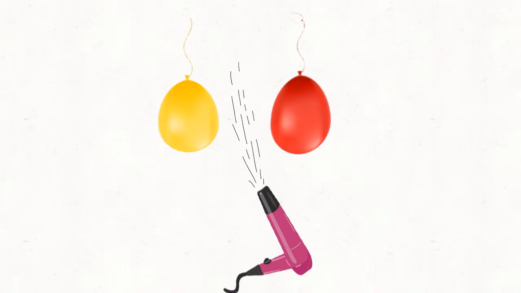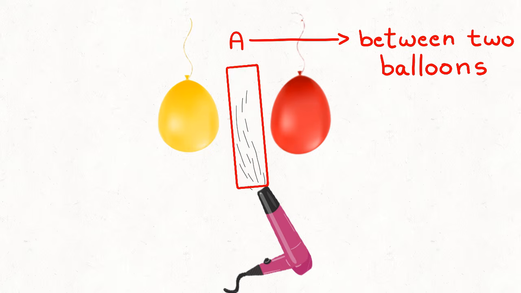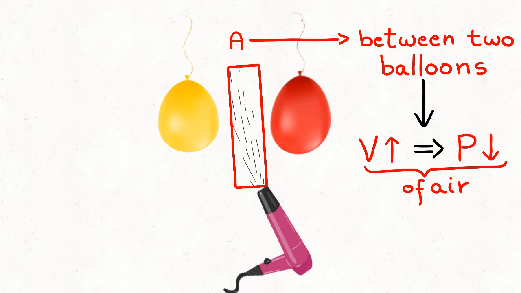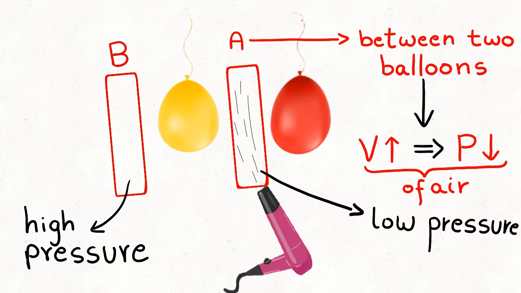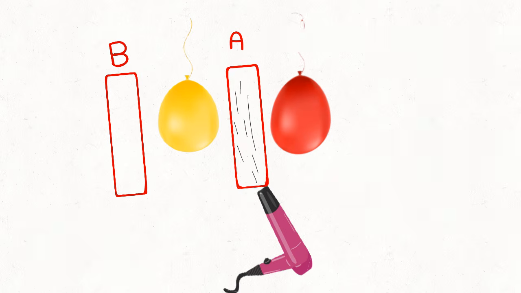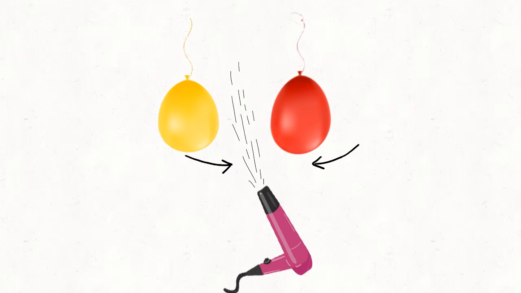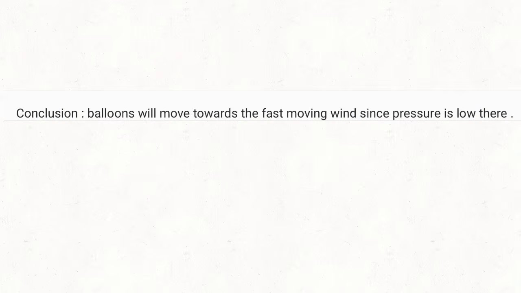Now let's try to answer the initially proposed question about why two balloons stick together when air is blown between them. In the region between the balloons, say region A, the velocity of air is high, hence pressure is low. And in a region other than region A, say region B, the velocity of air is low, hence pressure is high. As a result, the balloons move from the region of high pressure to the region of low pressure and finally stick together. Conclusion: balloons will move towards the fast moving wind since pressure is low there.